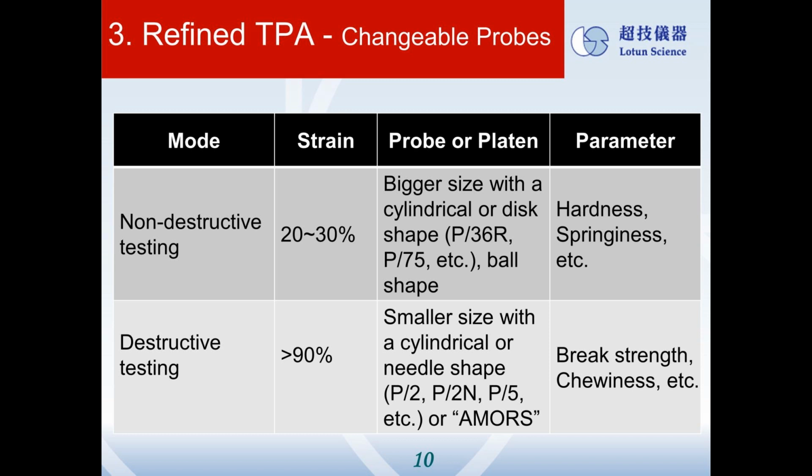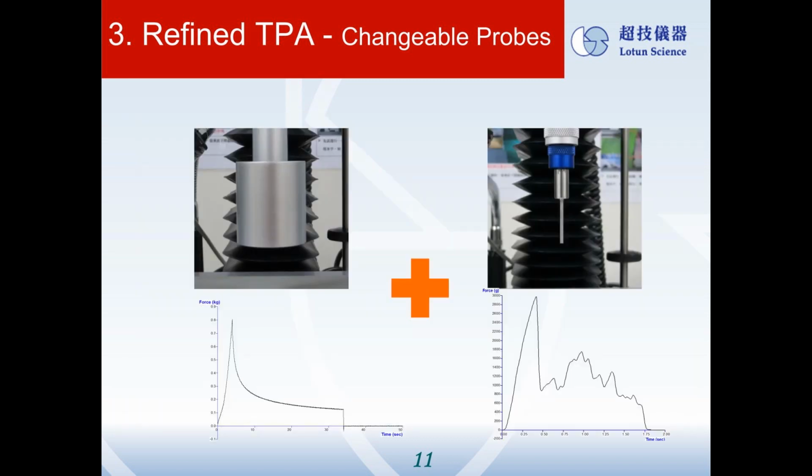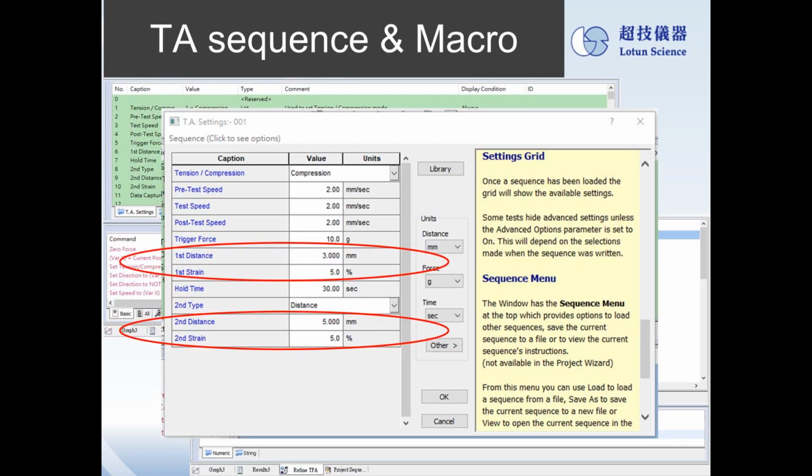This modulus is similar to the previous example, which has both non-destructive and destructive analysis. For a non-destructive test, we will use bigger probes with a cylindrical shape or disc shape. For the destructive tests, we can use smaller probes with either a cylindrical or a needle shape. Here are the examples with in situ changeable probes. Simply speaking, we can combine 2 different approaches of analysis into one single, rapid, and convenient modulus.